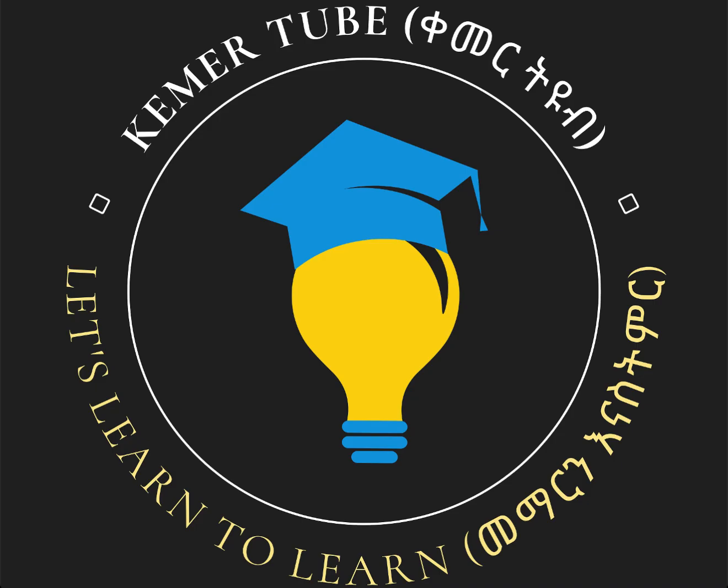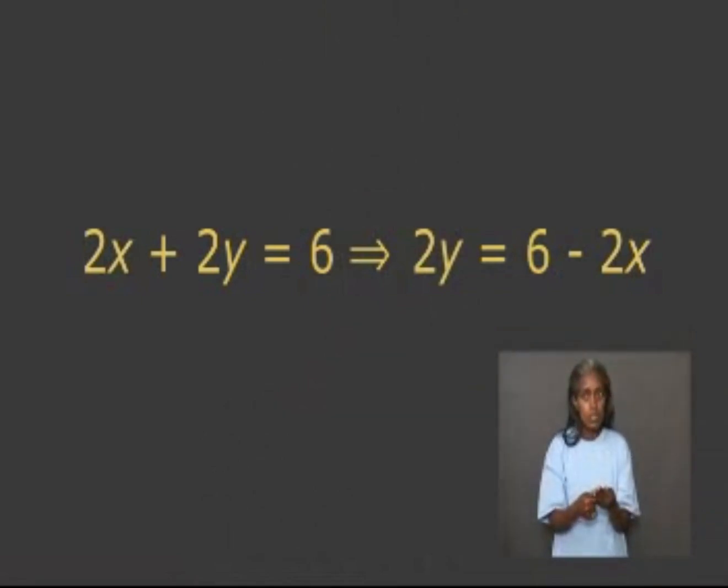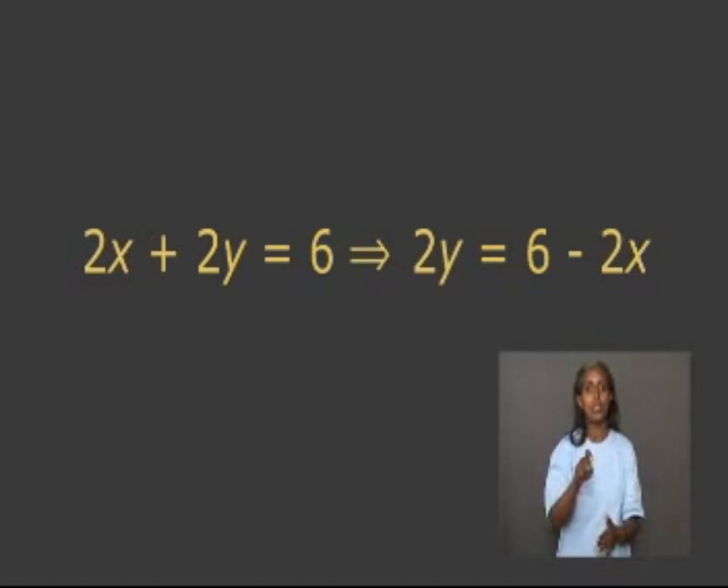Time's up. Let's get back to our lesson. Hello, students. Please compare your answers to these. The first step is to change the equation to the form y equals a times x plus b. Therefore, the equation becomes 2y equals 6 minus 2x.